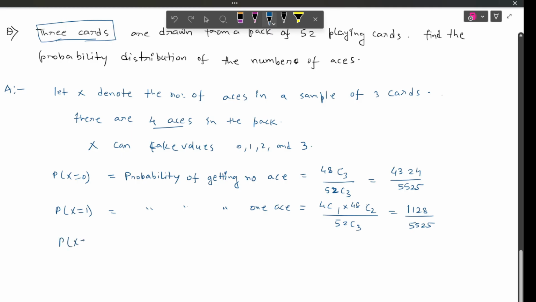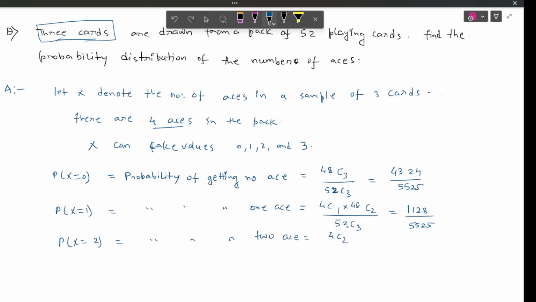Now the probability of getting 2 aces. So what does it mean? You are taking 2 aces from 4 aces and you are getting one other card from 48 cards, divided by the total 52C3. If you calculate this value, you will get 72 upon 5525.